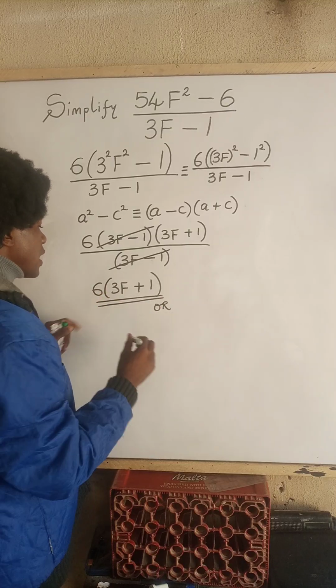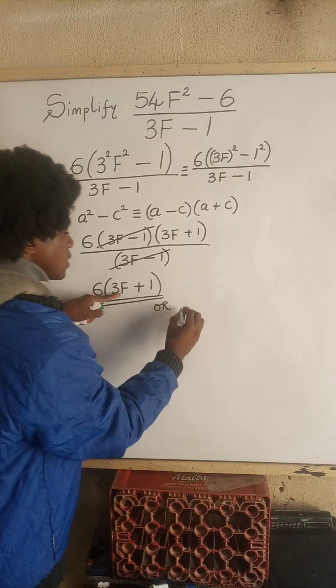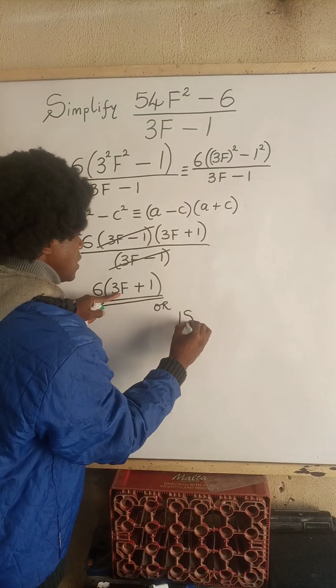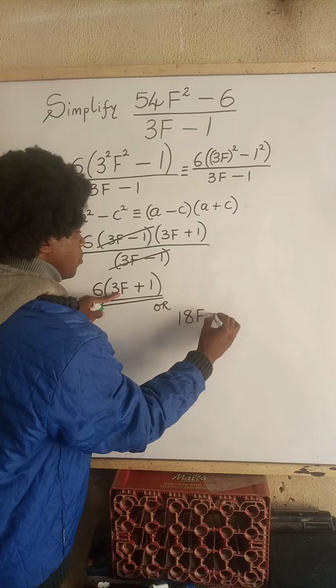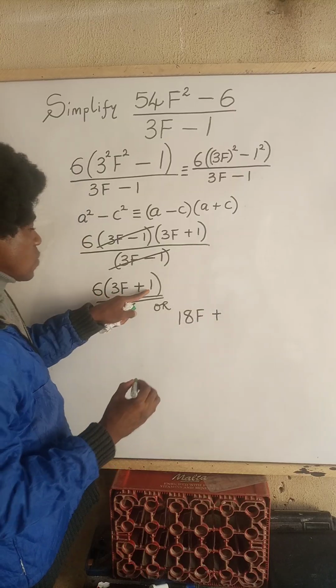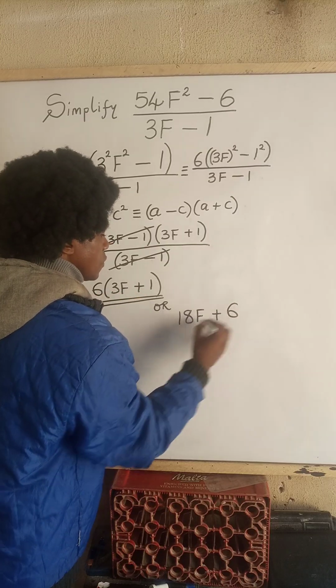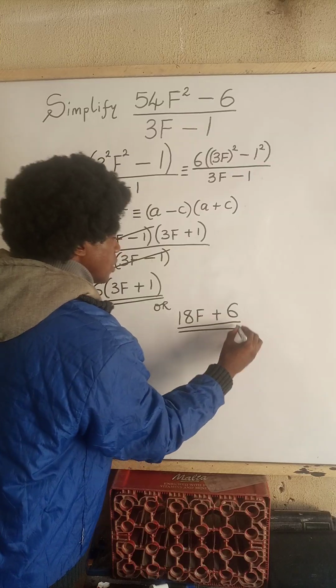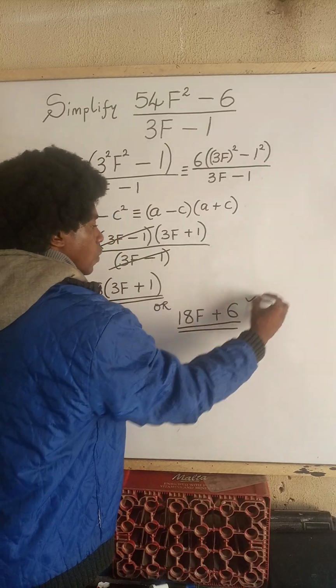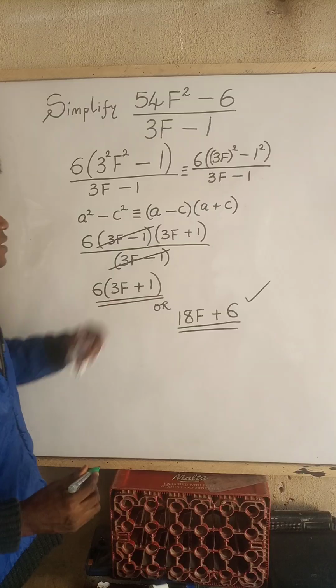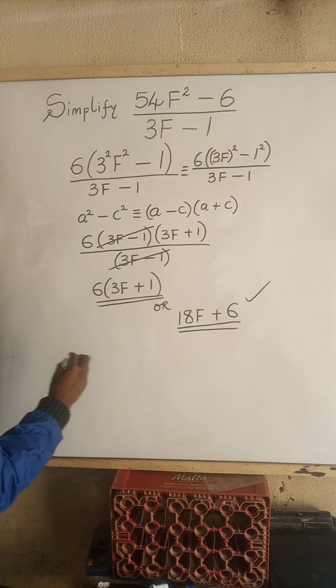So either you leave your answer like this, or you can express your answer in this form by removing brackets. If you use 6 to multiply this, it will give us 18f plus 6 times 1, it will give us 6. So any of these can go. Okay. Now, if you understand this, attempt this.